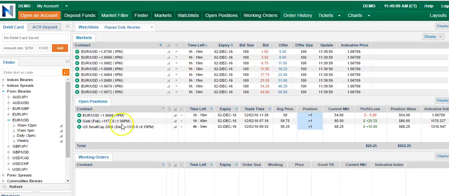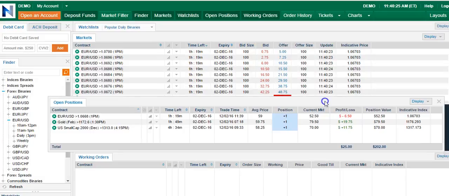If I go into my open positions, you'll see a couple different ones. These are some things I did earlier in this demo account. But you'll see my trade here of the Euro US dollar 106.68. Even though I had 65 in that box, I actually only paid $59 for it. You can see the current market is $53, so that's what I could exit the trade for right now. And you see that it's a loss right now of $8.